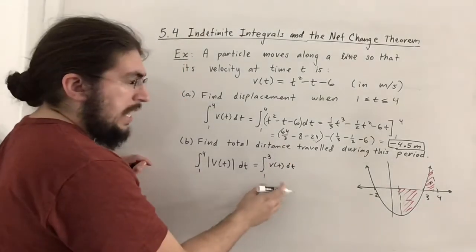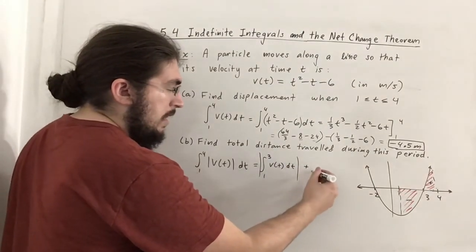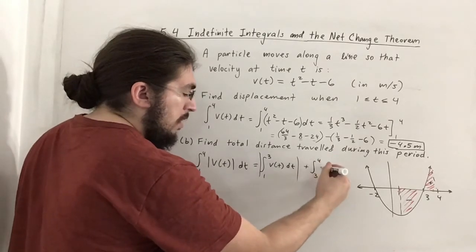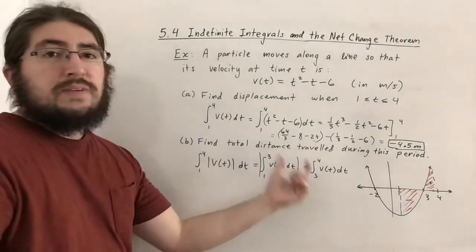Now it's going to result in a negative value, and we want to take the absolute value of this so that we have a positive value, and then plus the integral from 3 to 4, which will already be positive based on our graph, so we don't need to worry about taking the absolute value of that.